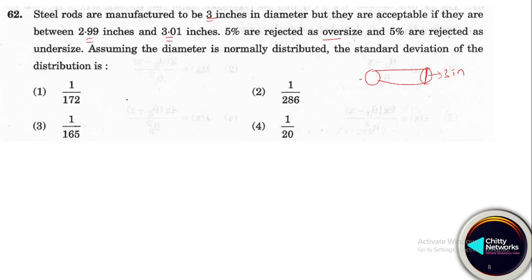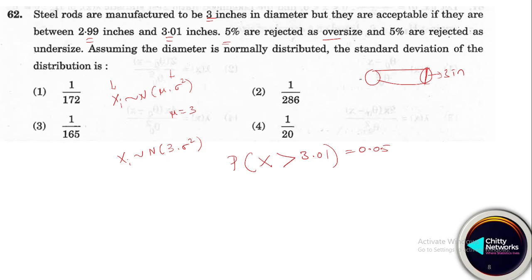So in this question, xi follows a normal distribution, where xi is the diameter of the rod, with mean mu and variance sigma square. This variance is unknown to us, and we have to find it. Since the steel rods are manufactured to be 3 inches, the target mu is 3. So xi follows a normal distribution with mean 3 and variance sigma square. They have given the size of the test, rejecting at 5%. So the probability that x takes a value more than 3.01, where we reject, is 0.05.